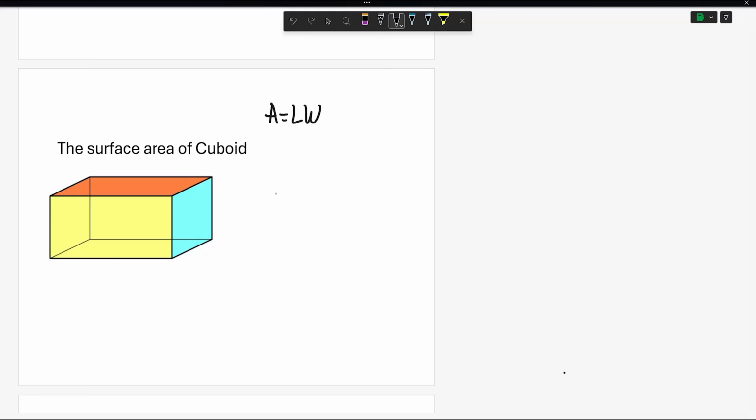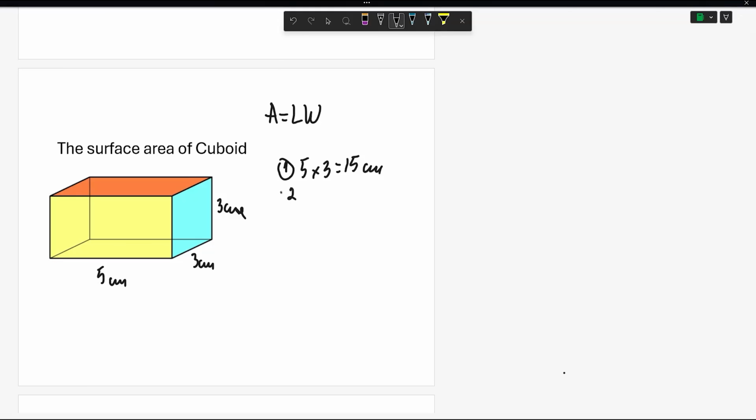The formula to find the area is your length, you multiply by your width. Let's say I have 5 centimeter here, 3 centimeter here, and 3 centimeter here. So first I need to find side 1. This is my side 1. So for my side 1, I need to multiply 5 and 3. So 5 times 3, it's 15.